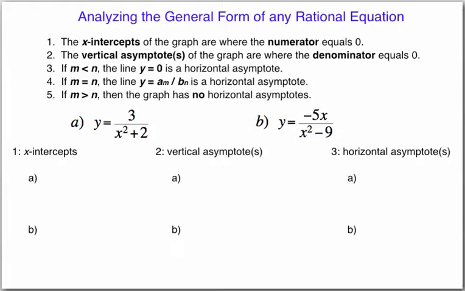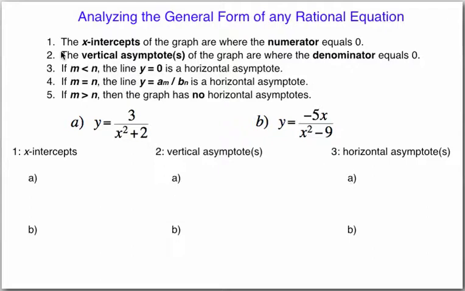If you haven't looked at the first video that explains the general form of any rational equation, you should go back and look at that because this is a continuation from there. Just as a review, we've got these 5 conditions that tell us, just by looking at the equation of a rational function, certain things about what the graph is going to look like.